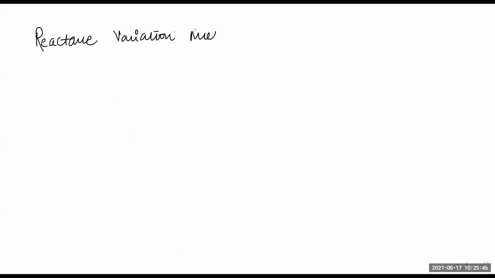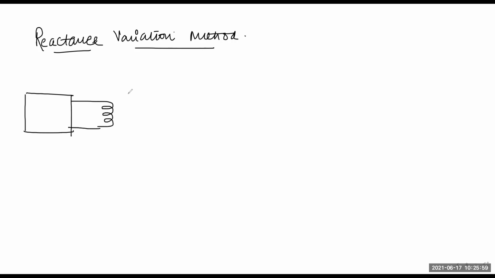Okay. So in the reactance variation method, what is happening? Same picture you have to take. One oscillator you will be having. With the oscillator, connect the output coil. And again, you can connect your inductance L. With that, you need an ammeter here. And you have a capacitor here. Just a very simple picture.